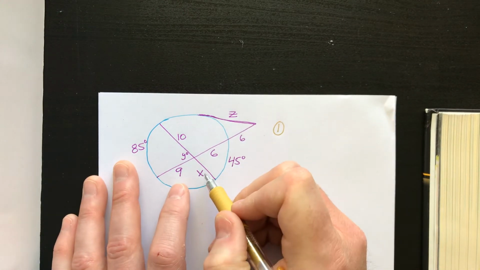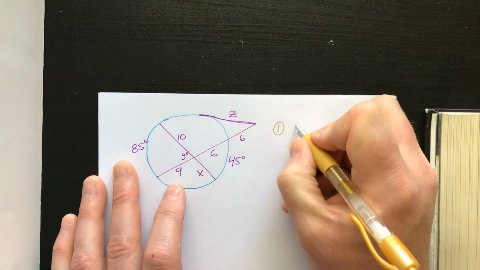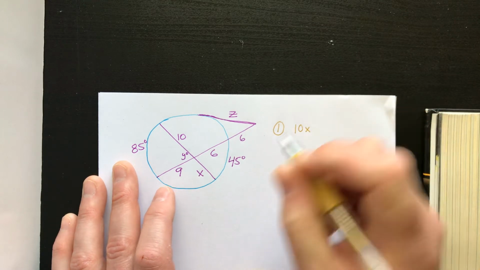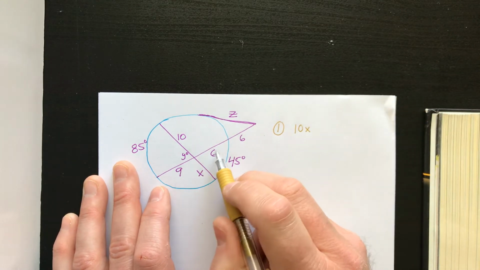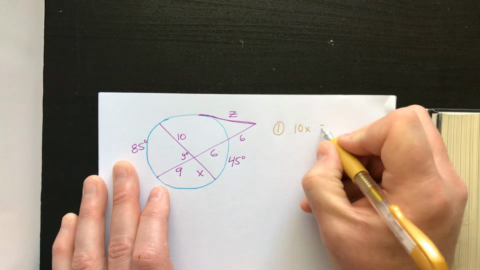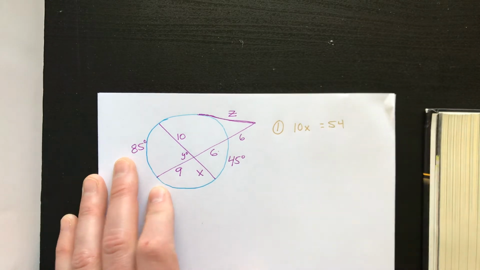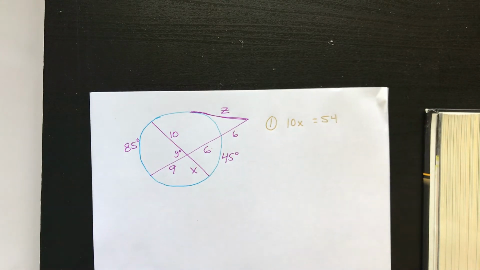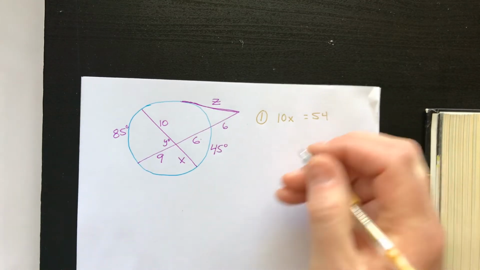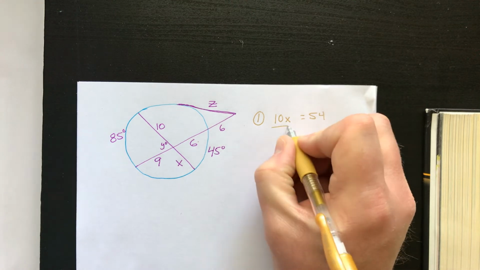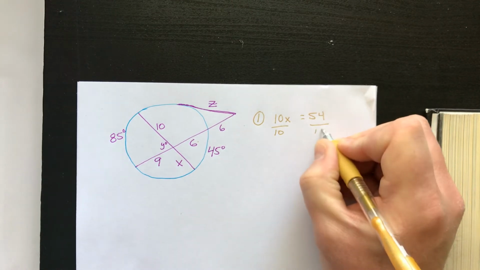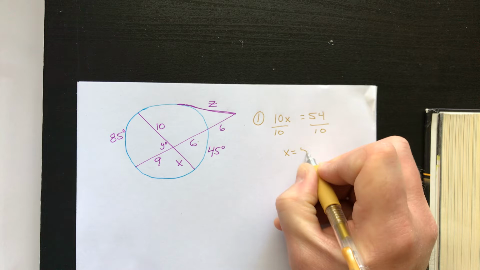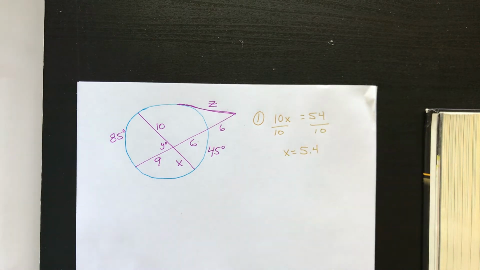So x times 10 is 10x. Then we have 9 times 6, which is 54. And we just divide both sides by 10. So x is equal to 5.4. All right, let's look at number 2.